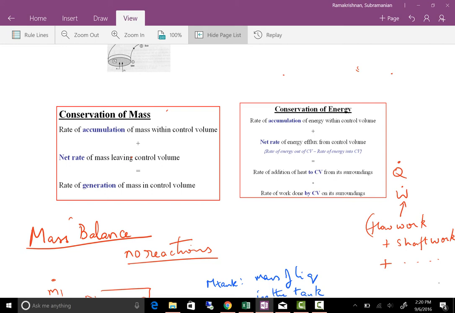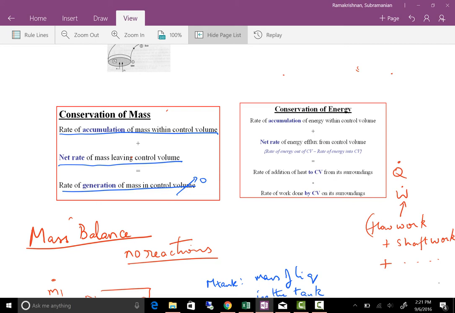So for conservation of mass, we have the net rate of mass leaving the control volume plus rate of accumulation of mass within the control volume is equal to the rate of generation of mass in the control volume. So if there are no reactions going on in a system, then this term is 0. And this is what normally you have been dealing with, where you're simply stating that the net rate of mass leaving the control volume plus rate of accumulation of mass inside the control volume is 0 if there are no chemical reactions occurring in the system.